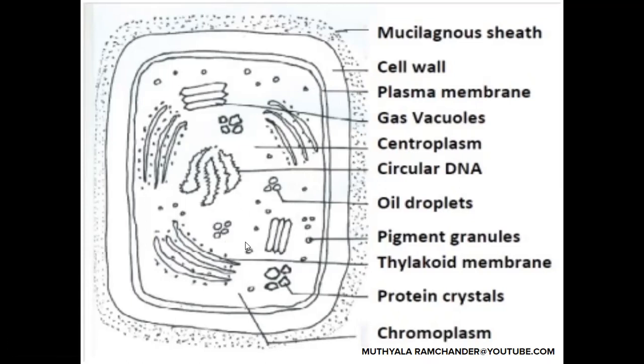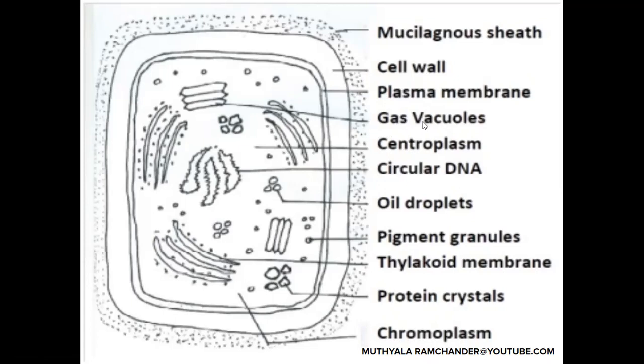In this cytoplasm, two portions are identified. One is the centroplasm, and another is the peripheral plasm, also called chromoplasm because it is colored. Beneath the plasma membrane, the chromoplasm contains gas vacuoles, oil droplets, pigment granules, thylakoid membranes and protein crystals.